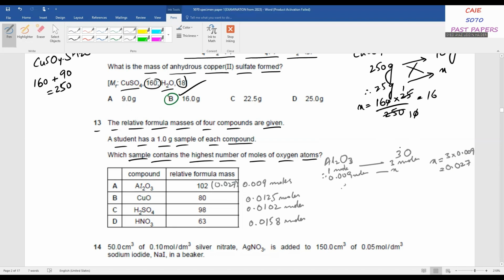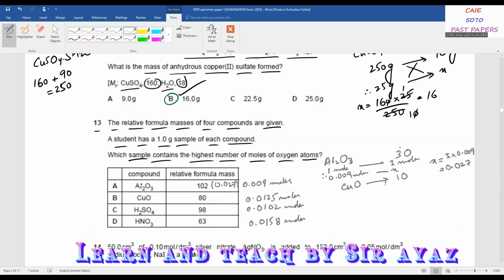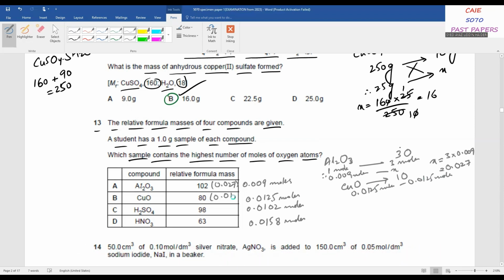For CuO, as the formula implies, there is 1 mole of oxygen. So no need to do the calculation. 0.0125 mole gives 0.0125 moles of oxygen. So I will write here 0.0125 moles of oxygen.